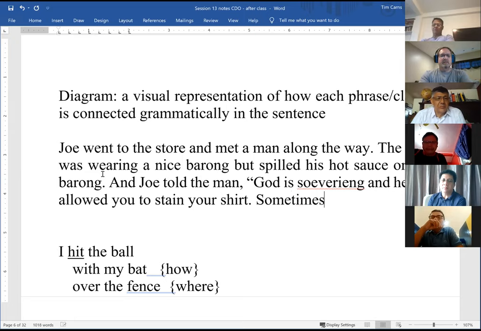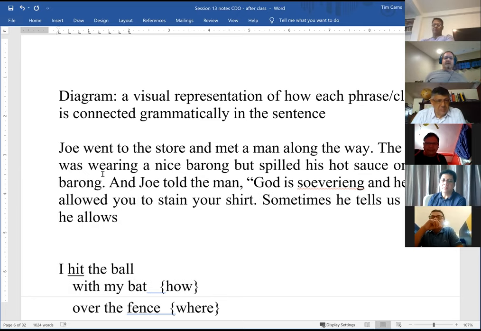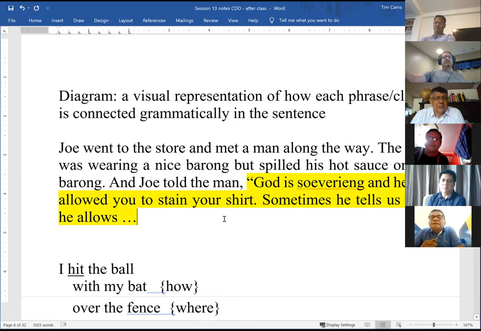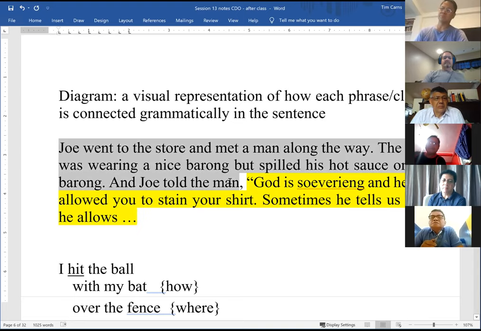Sometimes he tells us why he allows things to. So now the man's offering instruction. You see what I mean? So if this were a biblical text, I might take the dialogue portion and diagram this part because he's offering instruction. I'm not going to diagram all of this, just the story part, and there won't be any value in doing that. That's what I'm trying to get across.